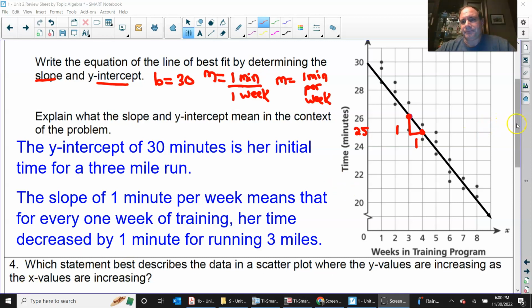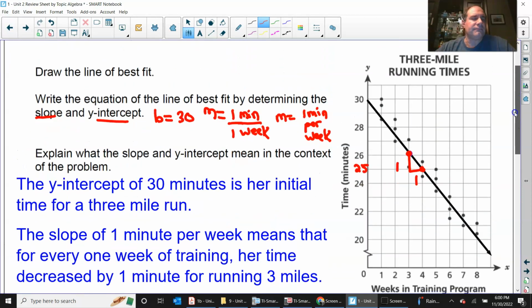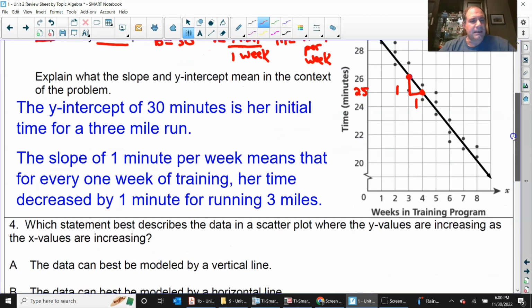So that's about it. All right. If you got a slope of like 1.3, that's fine too. My trend line just happens to go there, and that's it. All right, and that's about it.